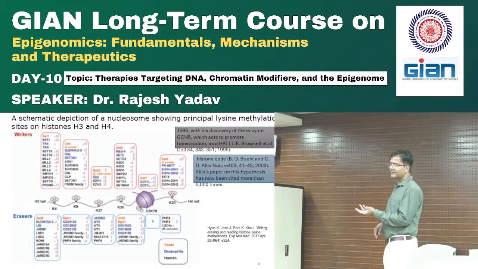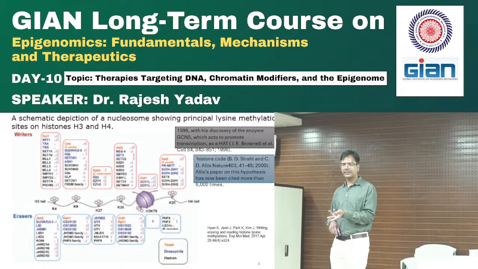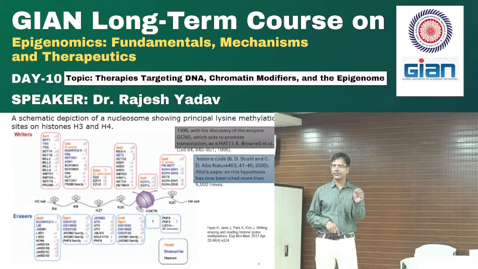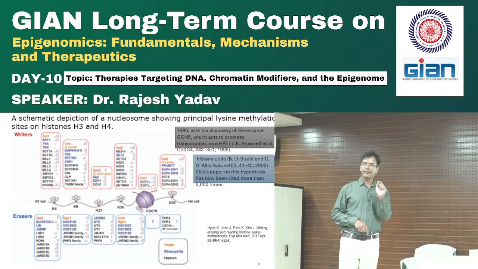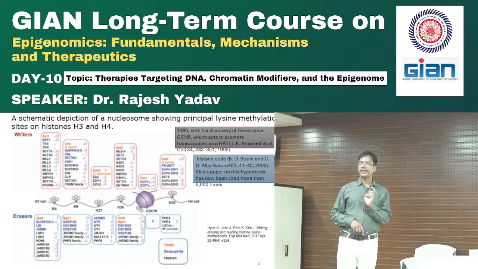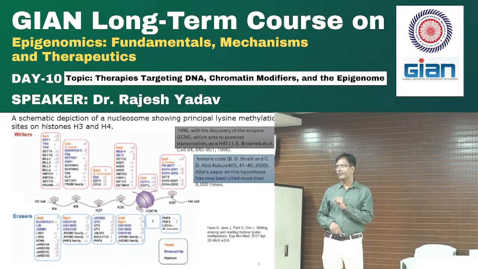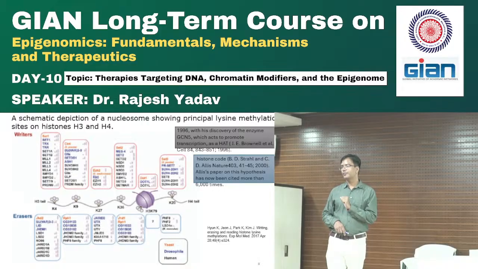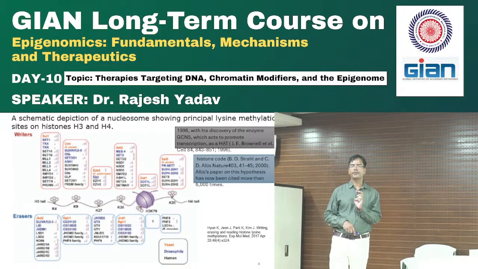K9 itself, K9 monomethylation, mono means only one methyl group is there, K9 di and tri. So I come to the morning lecture. Sir, prove it by an in vitro experiment. K9 trimethylation is important, not K9 dimethylation.